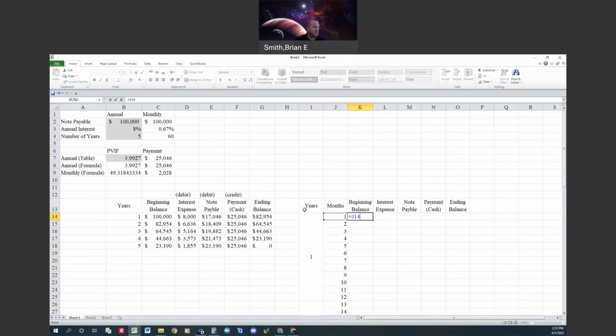So our beginning balance is still going to be that $100,000. So we're going to reference B2. Our interest expense, however, is going to be a little different. We're going to take this and we're going to multiply it by our new interest rate, which is our monthly rate here. And remember to lock it in. We're going to put that $ sign between the C and the 3 because we don't want it to go anywhere else. We want it to stay right where it's at.